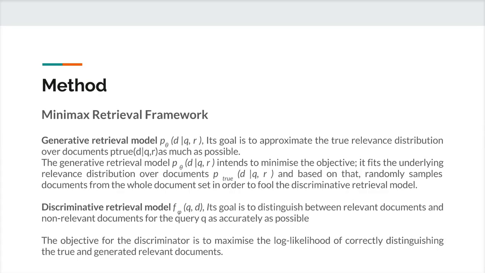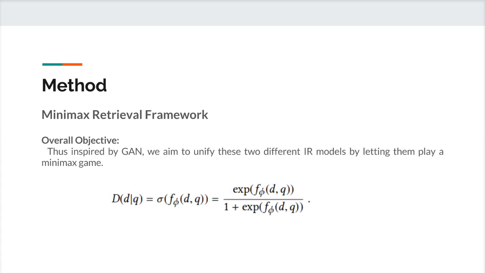Discriminative retrieval model f_phi of query and document. Its goal is to distinguish between relevant documents and non-relevant documents for the query q as accurately as possible. The objective for the discriminator is to maximize the log likelihood of correctly distinguishing the true and generated relevant documents. The overall objective is that we aim to unify these two different IR models, that is generative and discriminative models, by letting them play a minimax game.